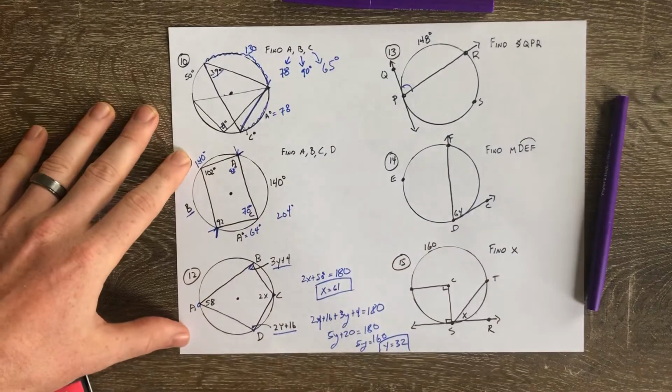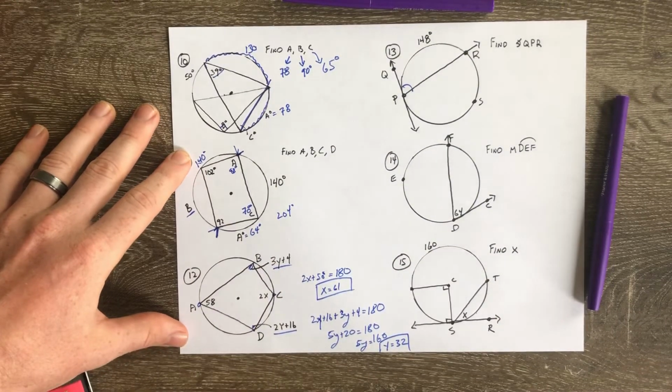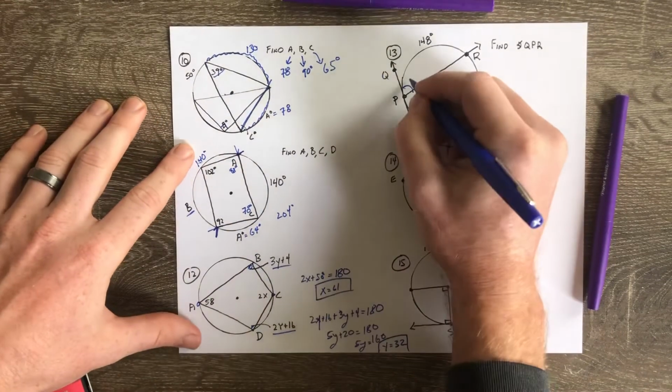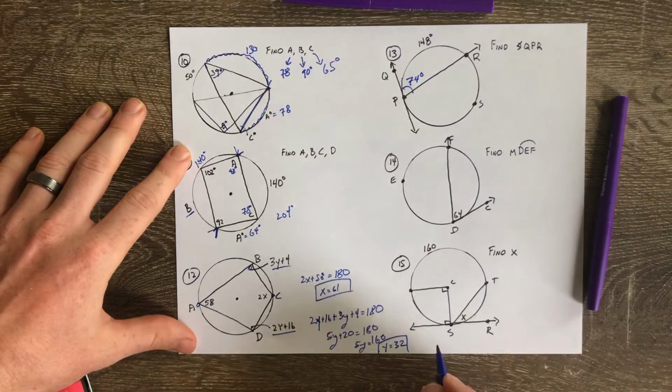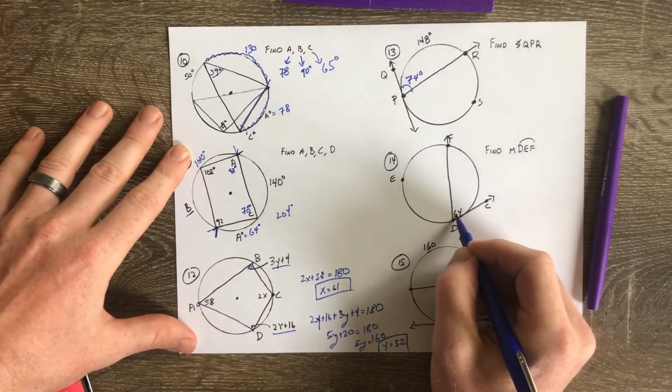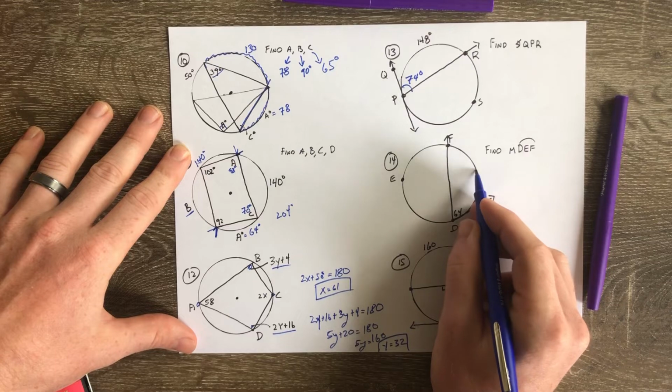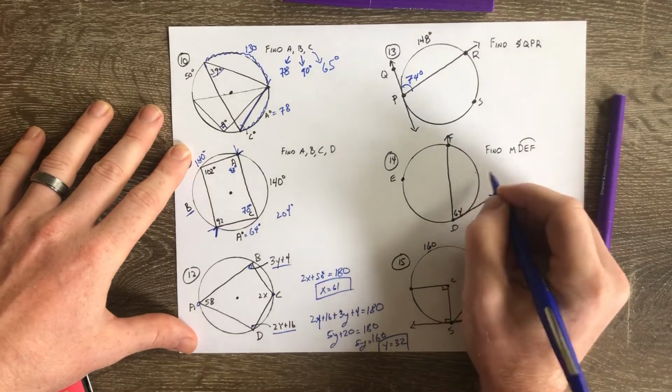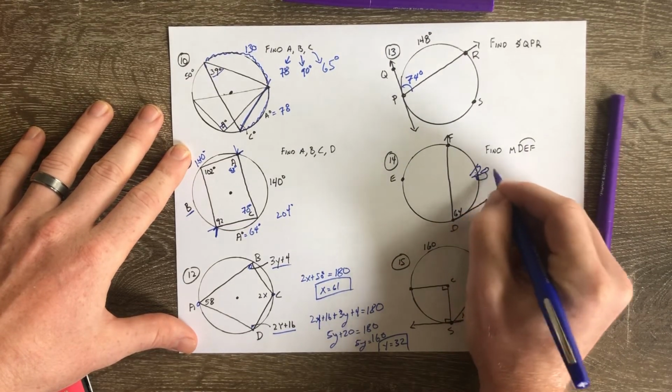I have the arc, so if I go from the arc to the angle, 148 divided by 2, I get 74 degrees. Same thing here, but I'm going from the angle to the arc. So I take this and multiply by 2, so I get 128 degrees.